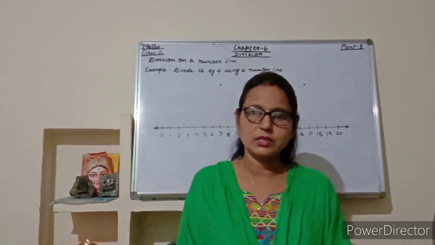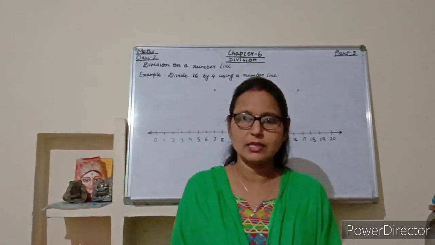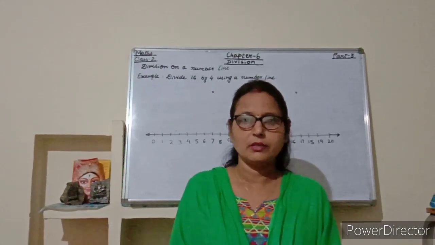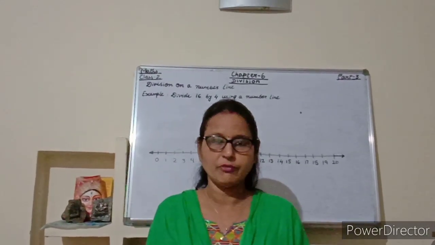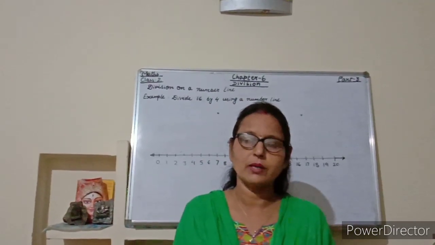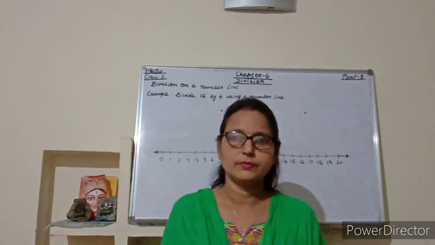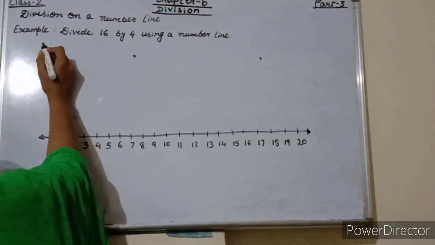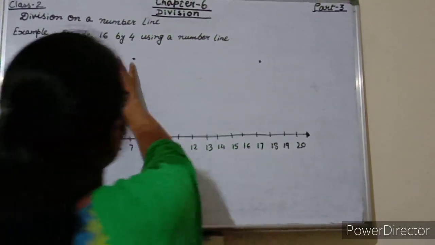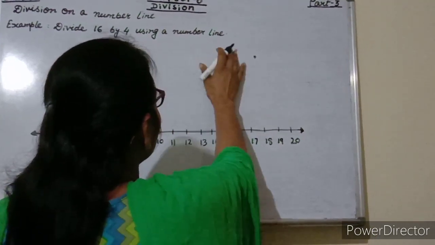Today I am going to teach you chapter 6 division, and the topic is division on a number line and division using multiplication facts, and this is video number 3. So start students, division on a number line. I have given you one example to do. Divide 16 by 4 using a number line.